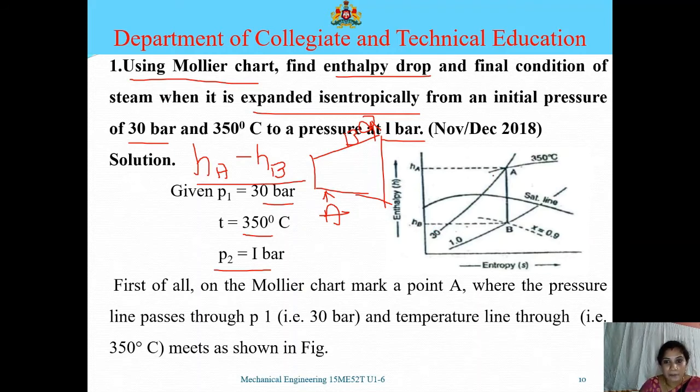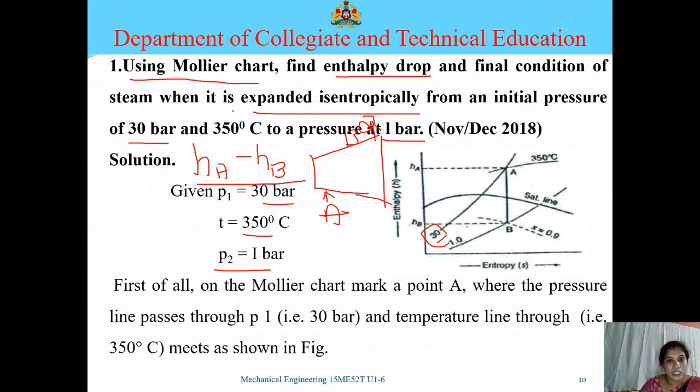For 30 bar pressure, this is called a pressure line. There will be a pressure curve, or we call it a pressure line. So just see the pressure lines. Stop at a point where the pressure is 30 bar. Understood? What I told you people, please look for the pressure line where the pressure is 30 bar. Okay, so then I know that pressure is 30 bar.